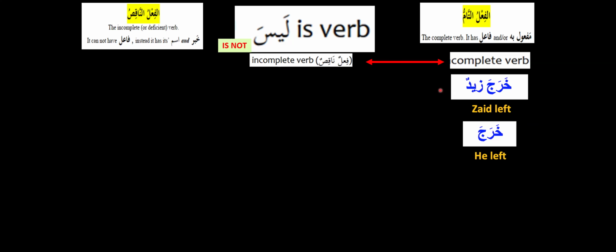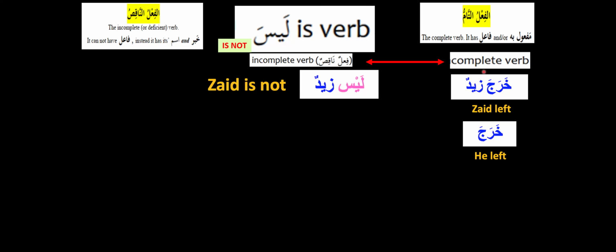Now here, in kharaja zaidun, the doer is apparent. You see the name. But in the case of kharaja, he left, we don't know the name. We just know that the doer was a third person masculine. Or if we have discussed the name before, then we know that this damir, the pronoun which is hidden inside kharaja, is pointing towards that person.